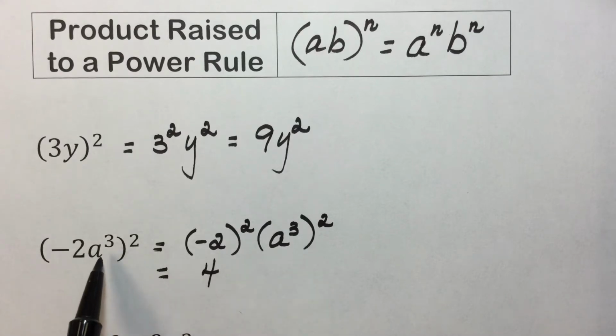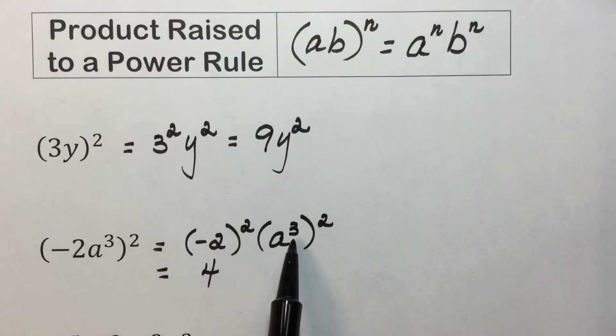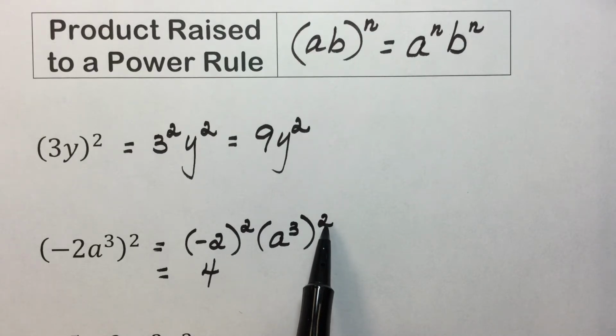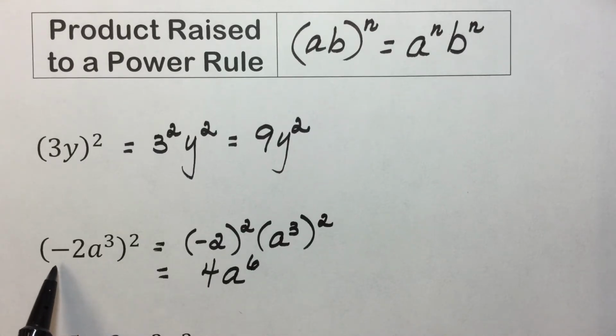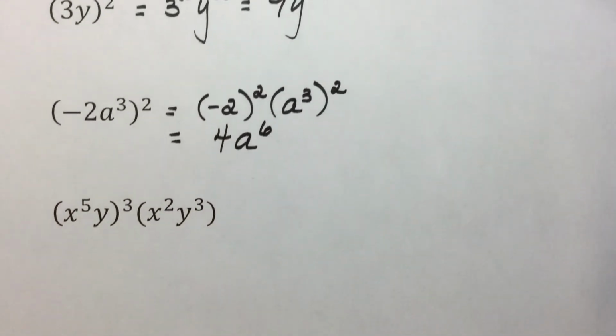And raising this product to a power results in having a power raised to a power. Using that power rule, we will multiply those exponents, resulting in a to the 6th power, because 3 times 2 is 6. So an equivalent value to this original expression is 4 times a to the 6th power.